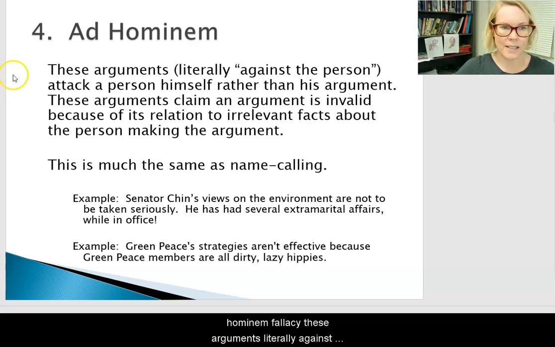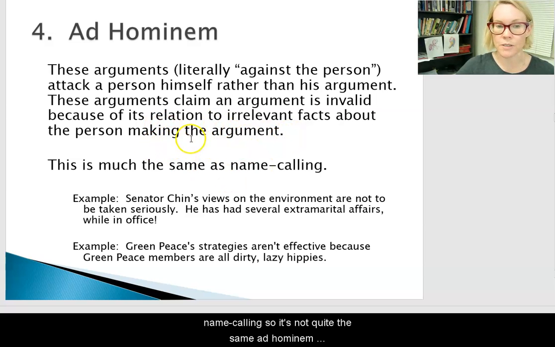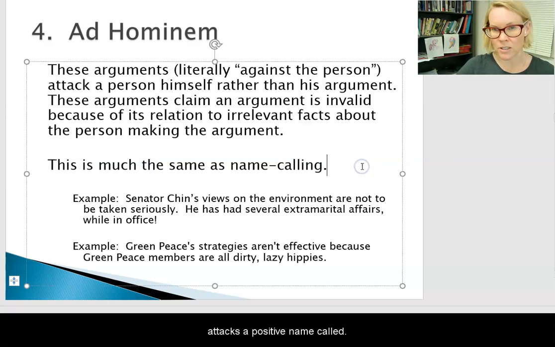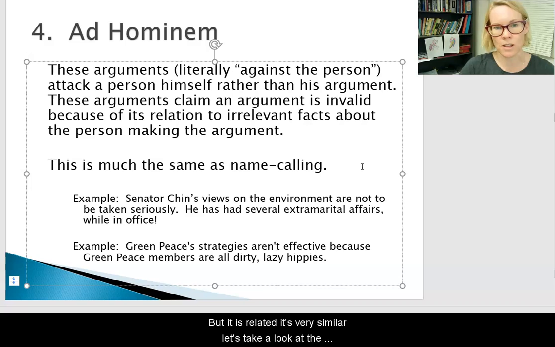All right, another fallacy is an ad hominem fallacy. These arguments, literally against the person, attack a person himself rather than his argument. These arguments claim an argument is invalid because of its relation to irrelevant facts about the person making the argument. This is much the same as name calling, so it's not quite the same. Ad hominem attacks posit name calling against a person rather than an argument, but it is related. It's very similar.